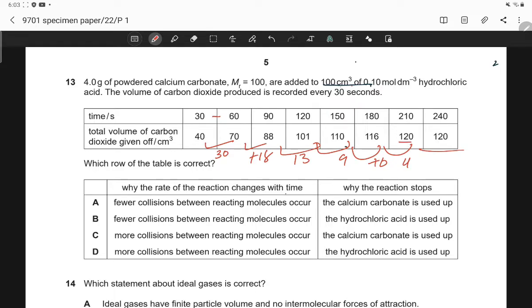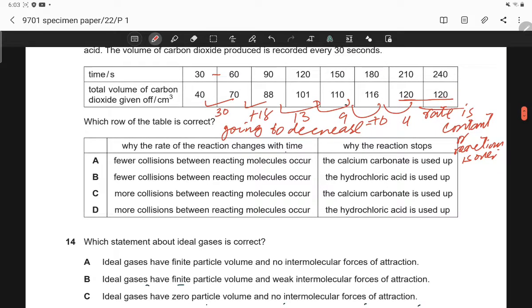So at 120 and 120 volume, it means that the rate is constant at this stage, meaning the reaction is over. In other words, you can say that the rate is constant or the reaction is over when the volume is 120, at time 210 and 240. Now look at the volume of gas, which decreases as the reaction progresses.